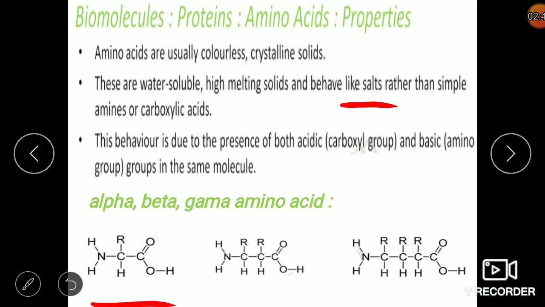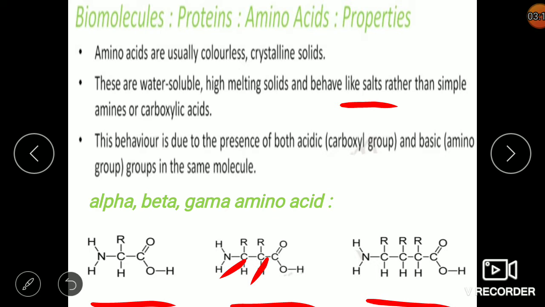In this case you see this carbon is the alpha carbon because the carboxyl group is attached here. The next carbon is the beta carbon. If the amine group is connected to the beta carbon, it is a beta amino acid. In this case you are getting alpha, beta and gamma, and on the gamma carbon the amine group is attached, and hence it is a gamma amino acid.